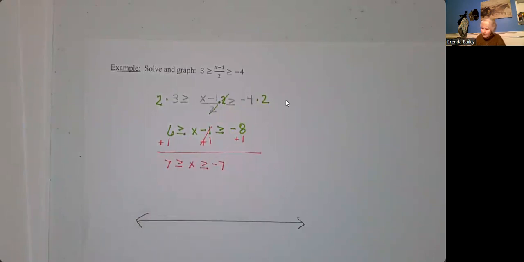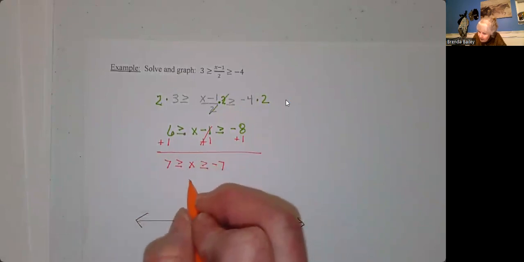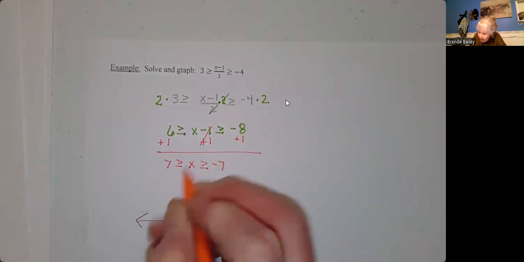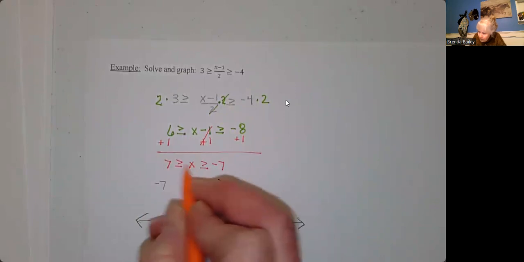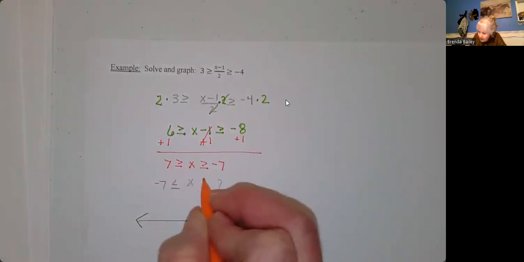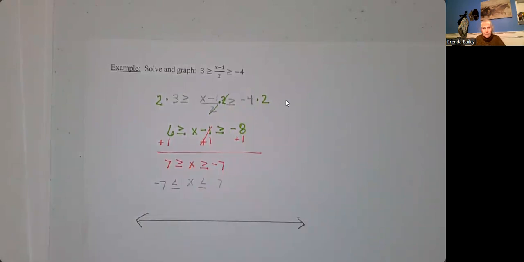I guess I'll just do this in pencil. So we're going to have the x in the middle, and we're going to have the negative 7 and the 7. When you do that, you flip the inequalities. So we have x's. Notice that it really is the same. Here we have x is greater than a negative 7. X is less than 7.